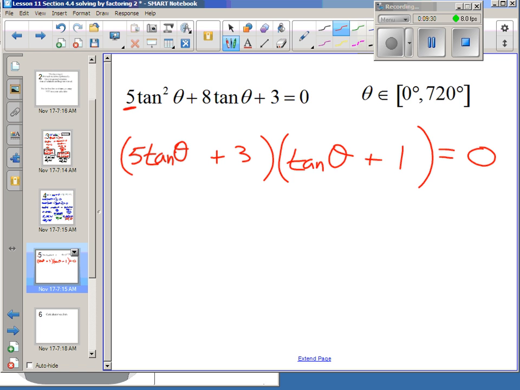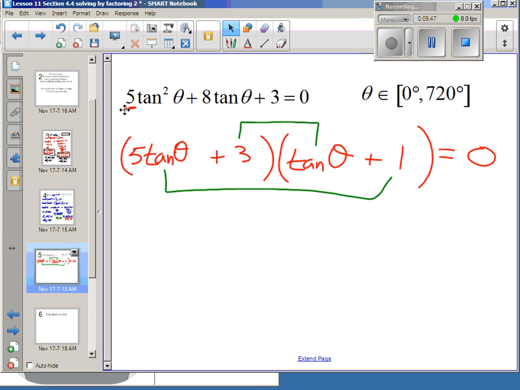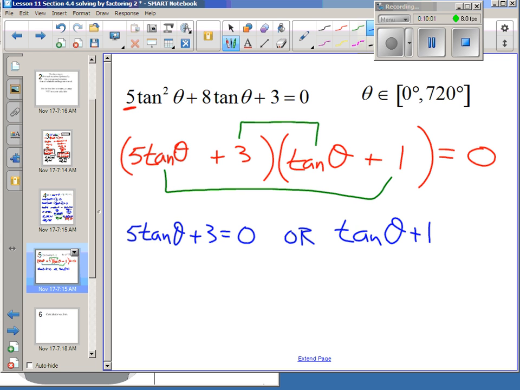I could do plus 3 and plus 1, or plus 1 and plus 3, but I think by luck I have hit on the right answer right away, because this would give me 5 tangent theta, and 3 tangent theta will give me my correct middle of 8 tangent theta. So what we have now is I have factored it. Now I set each factor equal to 0. 5 tangent of theta plus 3 is 0, or tangent of theta plus 1 is 0. In this case, I undo my outside transformations. Find tangent of theta is negative 3.